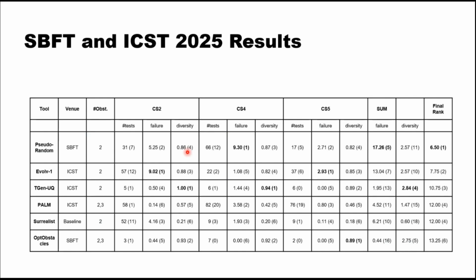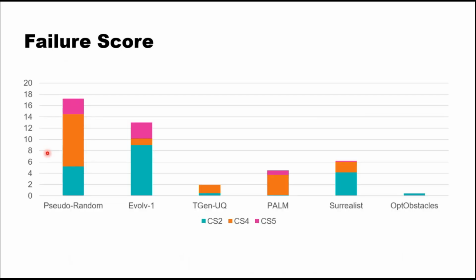This is the results from both competitions. We participated in the SBFT, but both this conference and this workshop jointly coordinated the competition, and eventually they announced the overall winner to be our method, named here as pseudo-random. This is quickly the results. This is the failure score.